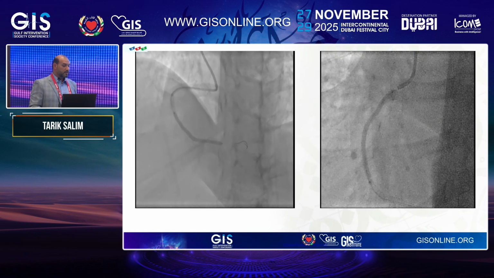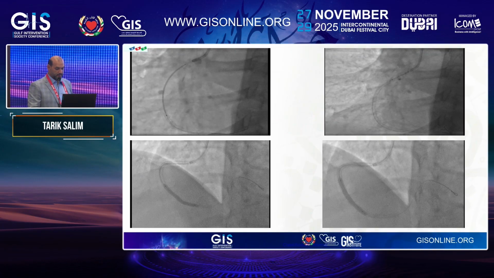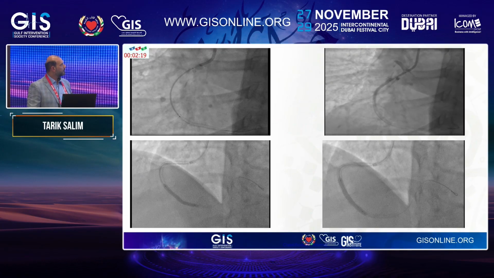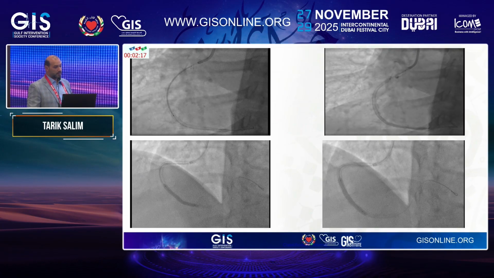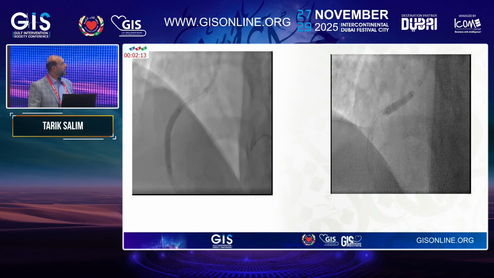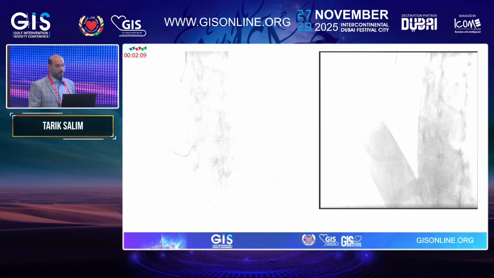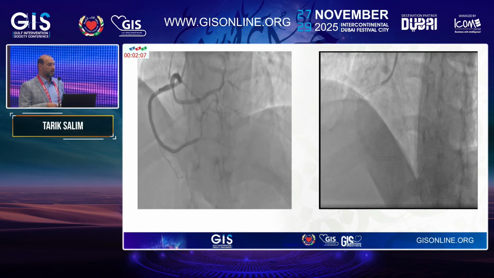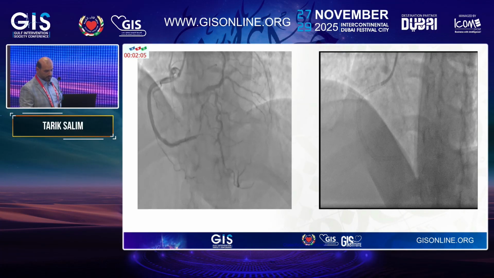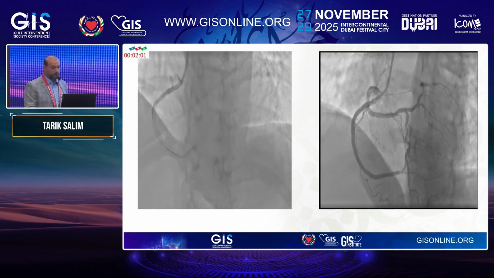Then I started putting in my balloons, the non-compliant balloons, and then putting in stents. I ended up with 3 stents, almost all the way up to the ostium of the right coronary artery, and this is my final result after putting in 3 stents.